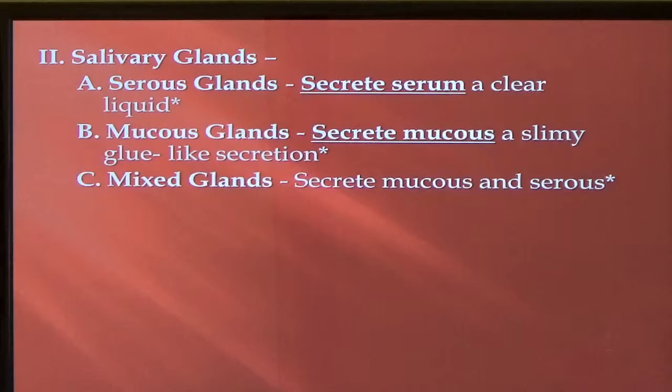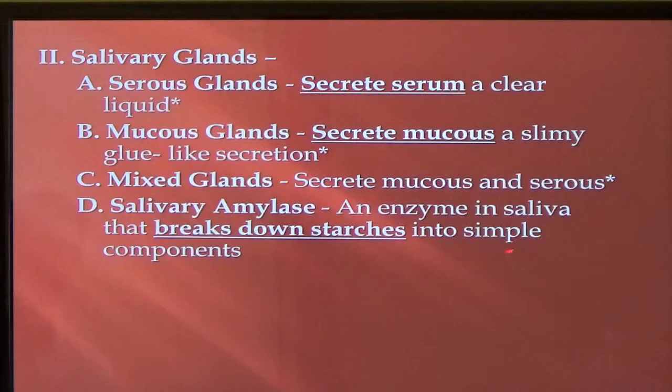And mixed glands secrete both. And then there's some sebaceous glands, which we talked about. Fordyce granules secrete kind of like a fatty, greasy material. Sebaceous glands, that's another type of gland. So you have serous glands, mucous glands, mixed glands, and sebaceous glands, which are like a greasy substance.